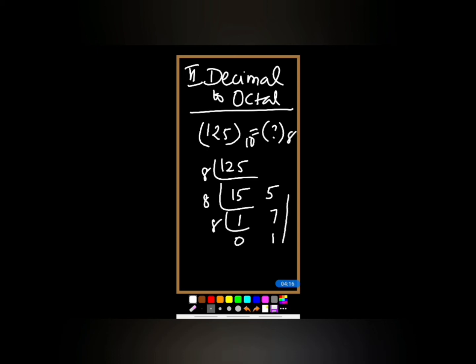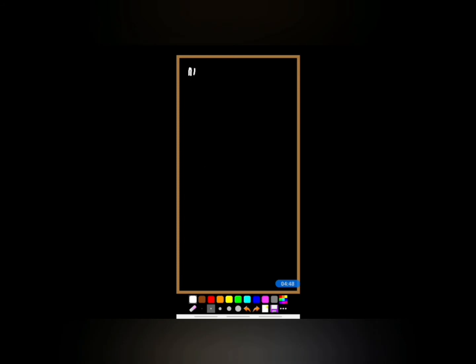So likewise I can write, this is called MSB and this is called LSB. So what is the answer? 125 base 10 equal to 175 base 8. Likewise, you can find out the octal equivalent of a decimal number. Third one is decimal to hexa.